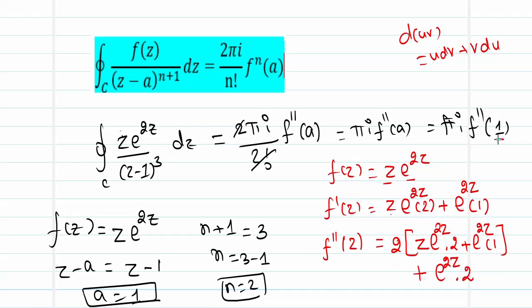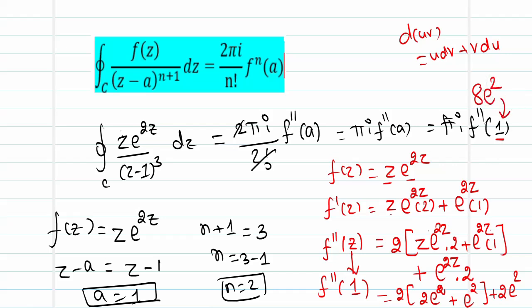I want the value of the second derivative at the point 1. So what will be f double dash of 1? Wherever I have z, replace your z with 1. So this becomes 2, z becomes 1, e power 2 into z becomes 2 e to the power of 2 plus z takes the value 1, e to the power of 2 plus 2 e to the power of 2. So 2 e power 2 plus e power 2 makes it 3 e power 2. 3 2s are 6 e power 2. 6 plus 2 makes it as 8 e power 2. So this becomes 8 e to the power of 2, which is the value of my f double dash of 1. This has to be multiplied with pi i. So what is going to be the final answer? The evaluation of integral over C z e power 2z by z minus 1 the whole cube gets the value as pi i into 8 e to the power of 2.